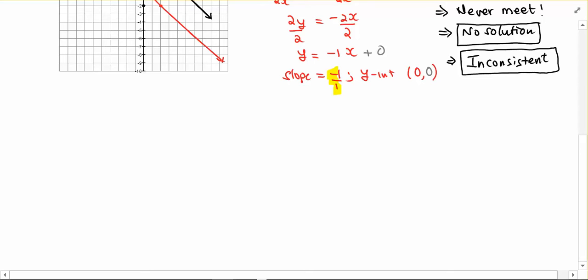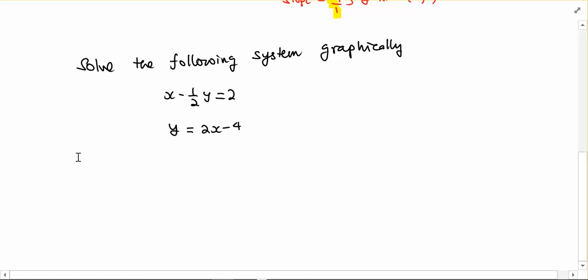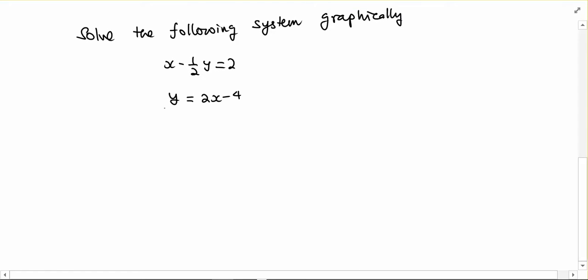This time we want to solve the following system graphically. So what is the system? x minus 1/2 y equals 2, and the other one is y equals 2x minus 4. Okay, so again, let's get them into slope-intercept form. So the first equation, x minus 1/2 y equals 2. Oh, I see a fraction, so I'm going to multiply by the LCD.